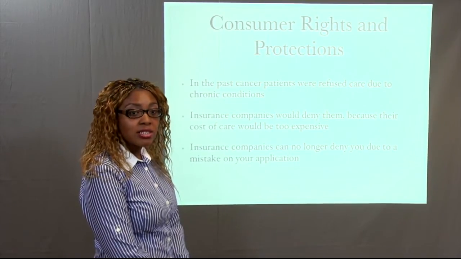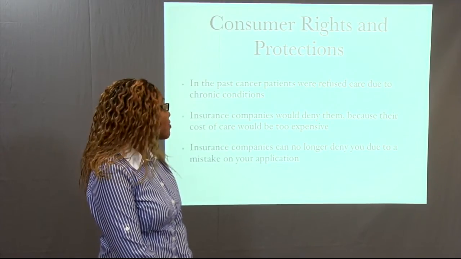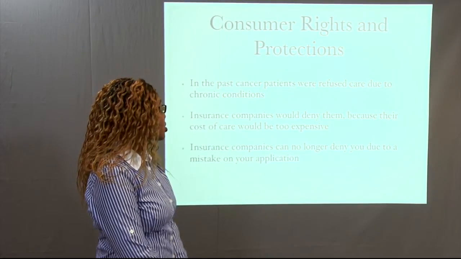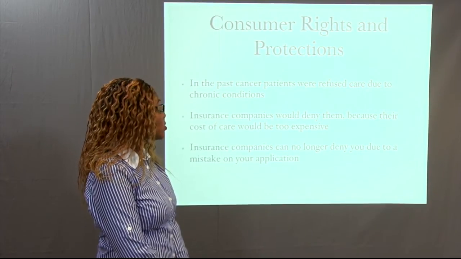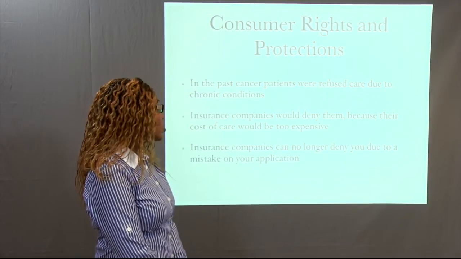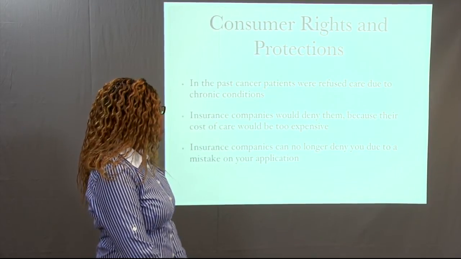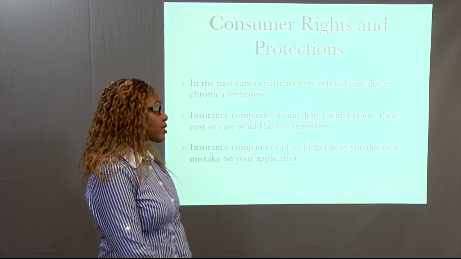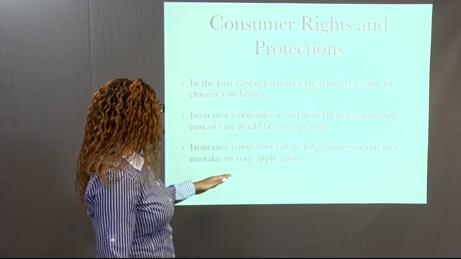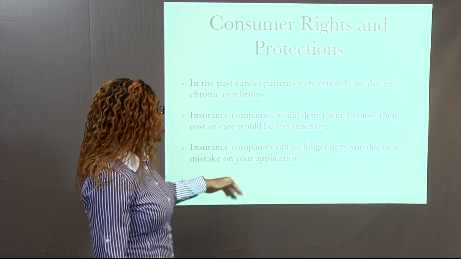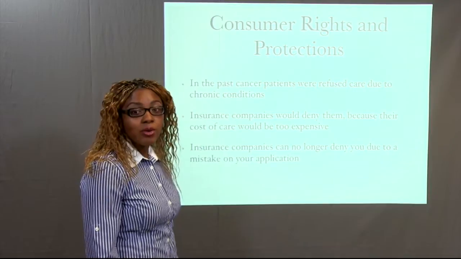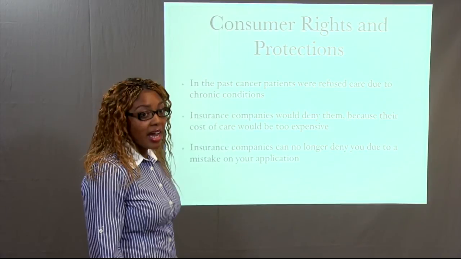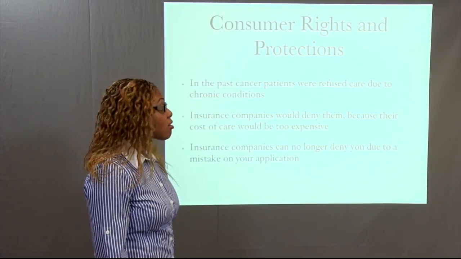Consumer rights and protections. In the past, as I previously stated, cancer patients were refused care due to chronic conditions. Insurance companies would deny them because their cost of care would be far too expensive. And insurance companies can no longer deny you due to a mistake on your application. For instance, these insurance companies would have a goal set to deny you if there was a mistake or the slightest of illness. They would just automatically deny you coverage of care.